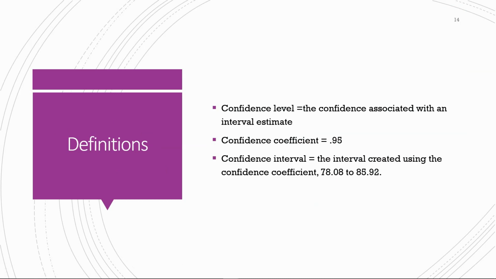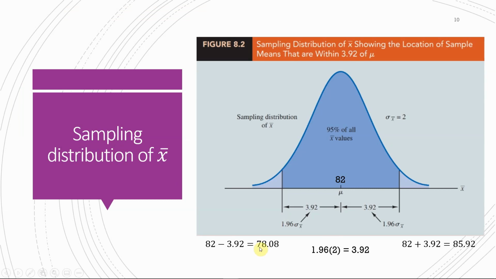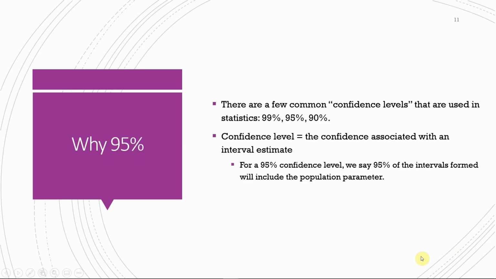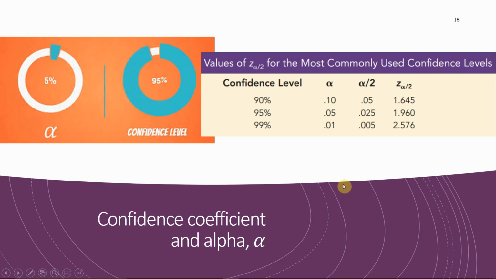So these are just some other definitions. You can look through these. Confidence level is 95%. That makes the confidence coefficient 0.95. The confidence interval, from this example that we just calculated, ends up being our confidence or interval estimate, 78 to 85.92, whatever it is. And that's what we calculated in the Bernie Sanders and Hillary Clinton example. So we'd say that we are 95% confident that the true population parameter lies somewhere within that interval estimate.